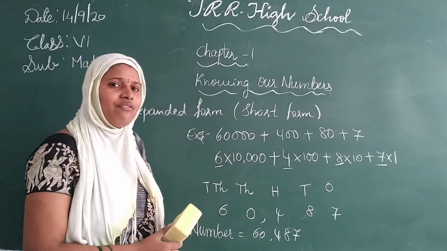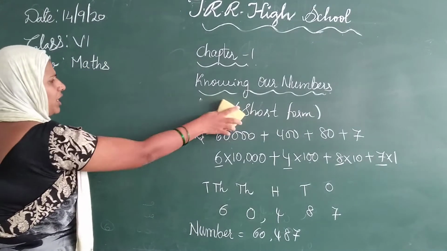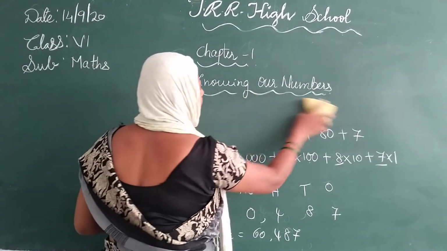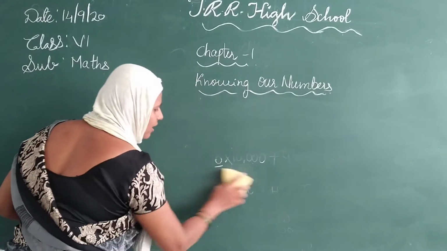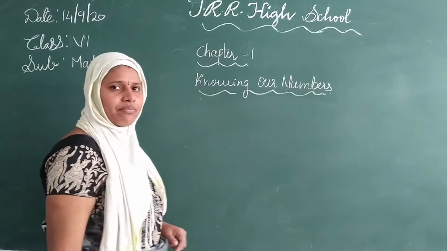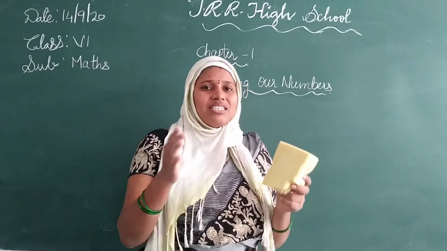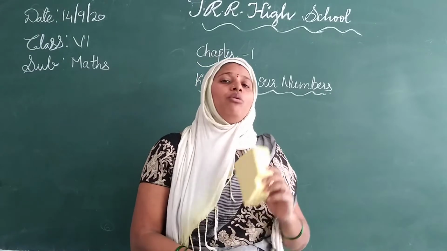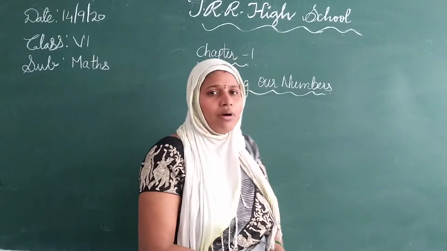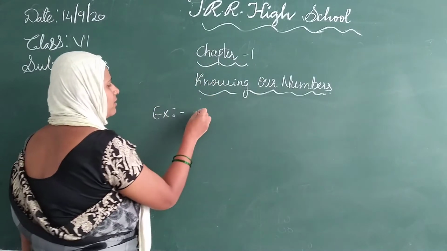Is it clear to everyone? Yes. Now, coming to your next topic. As I said, if a number is given, we can write the number name using the Indian system, right? Suppose the number name is given, just reverse to your number. Number name is given, then how to write it as a number? We will see one example. Okay?